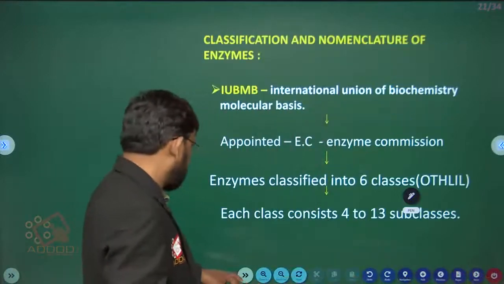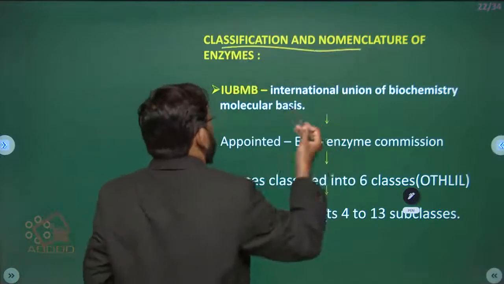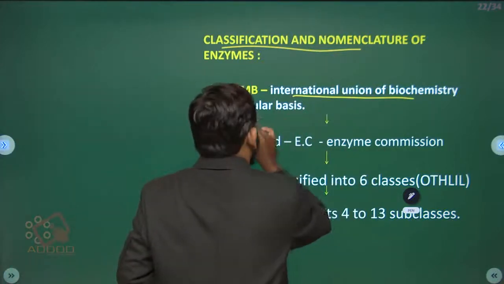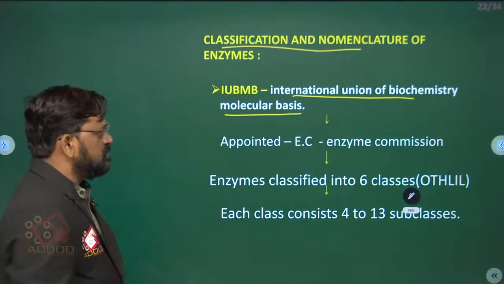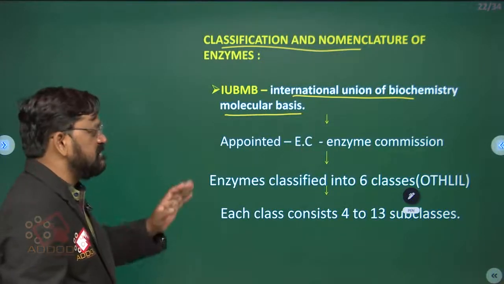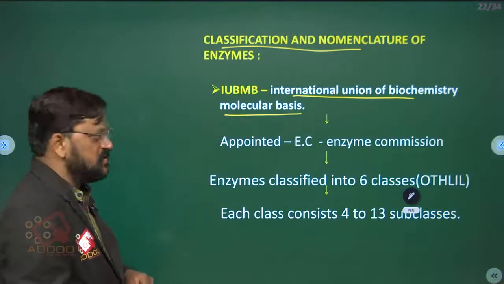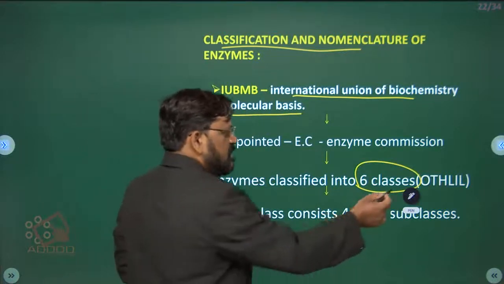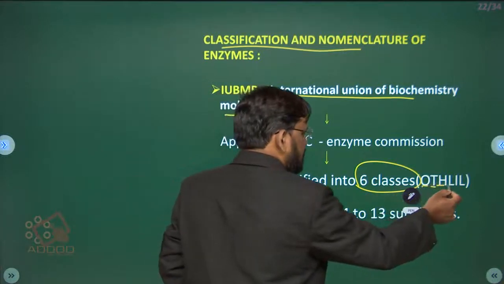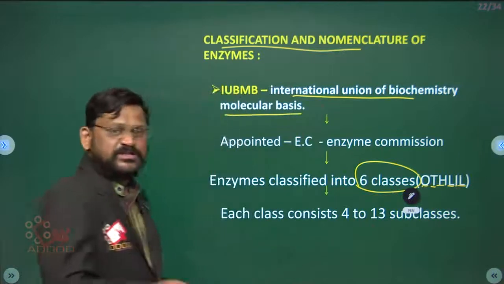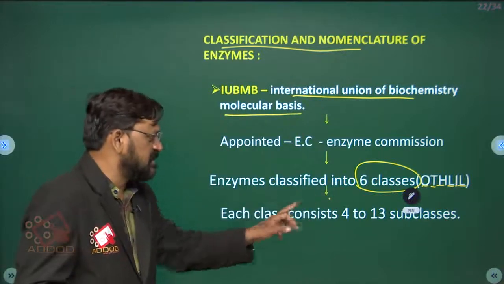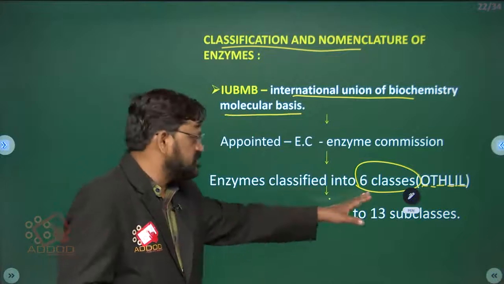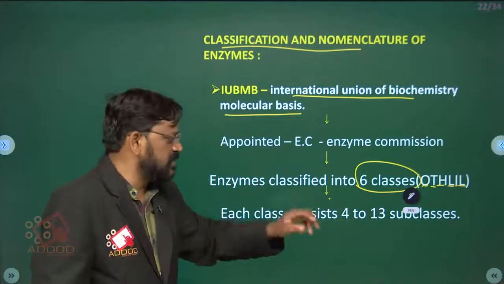Next, let us study the classification and nomenclature of enzymes. This is done by the International Union of Biochemistry and Molecular Biology, which was appointed to give the Enzyme Commission classification. According to them, enzymes are classified into 6 classes: oxidoreductases, transferases, hydrolases, lyases, isomerases, and ligases. There are 6 major classes, and each class is again divided into subclasses.